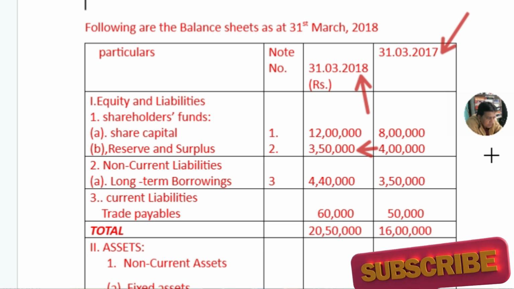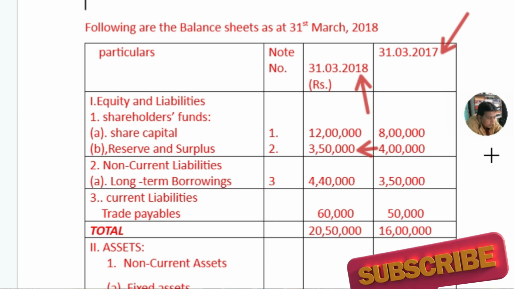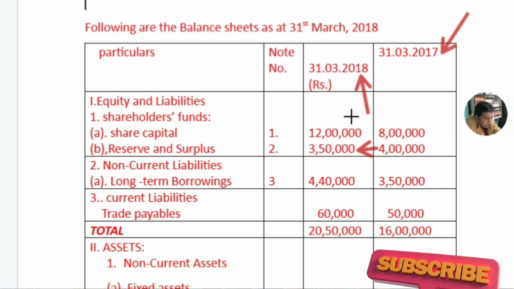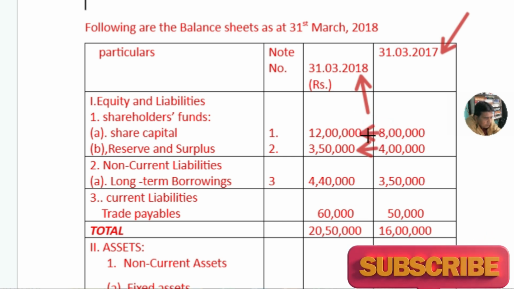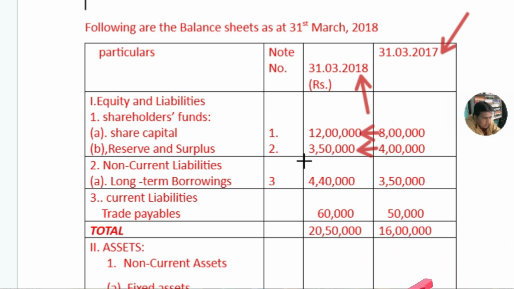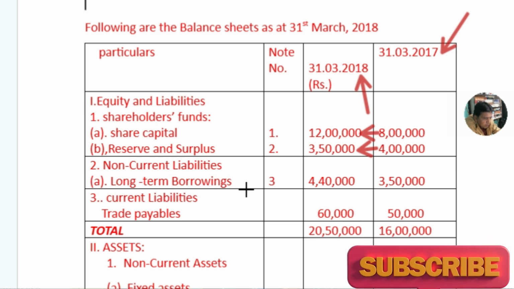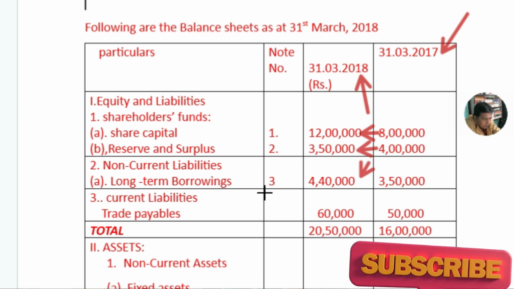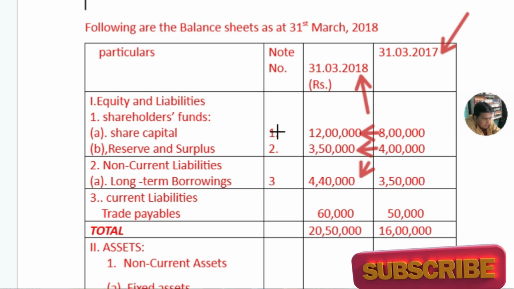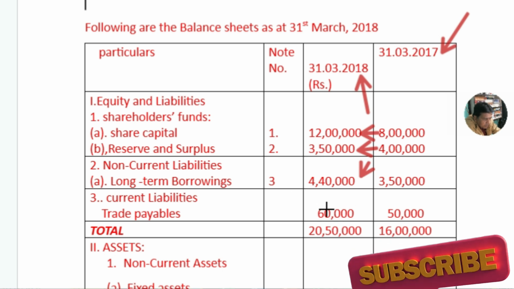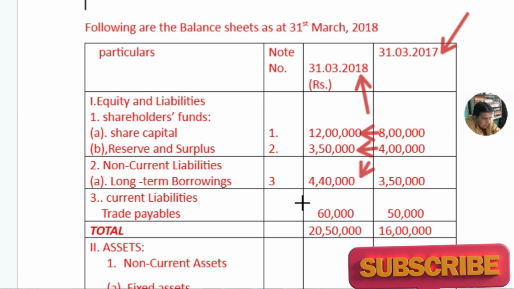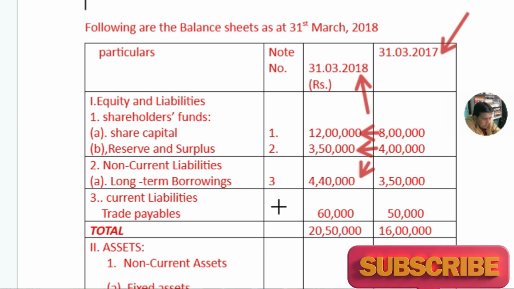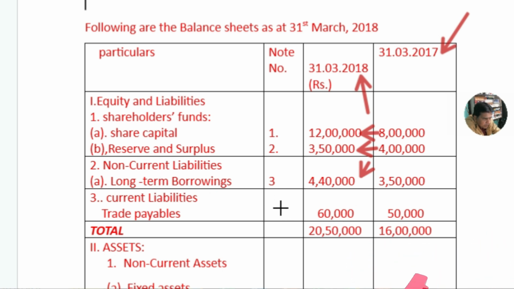And other things are as usual, like share capital. The value of share capital increased from 8 lakh to 12 lakh, so 4 lakh rupees increase, inflow of cash. And long-term borrowings increased, inflow of cash. So long-term borrowings and share capital are part of financing activities. So under the heading financing activities, these two items will be written.